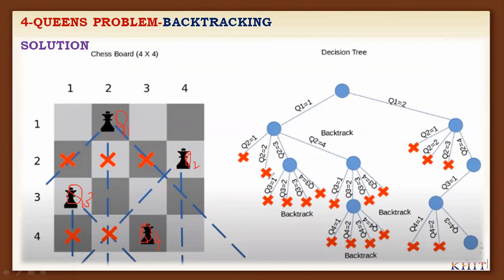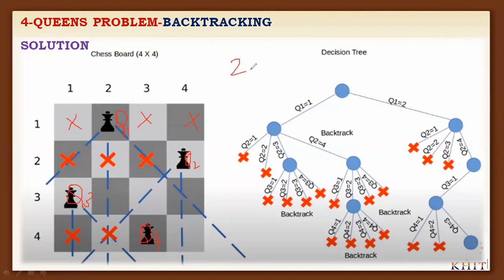Once all four queens are placed on a 4x4 chessboard, then you get the solution. Once you get the solution, then you can start the process of the backtracking technique. So this is the first row and first column. If you apply the same row, same column, and diagonal conditions, satisfying the condition, you can place it here.